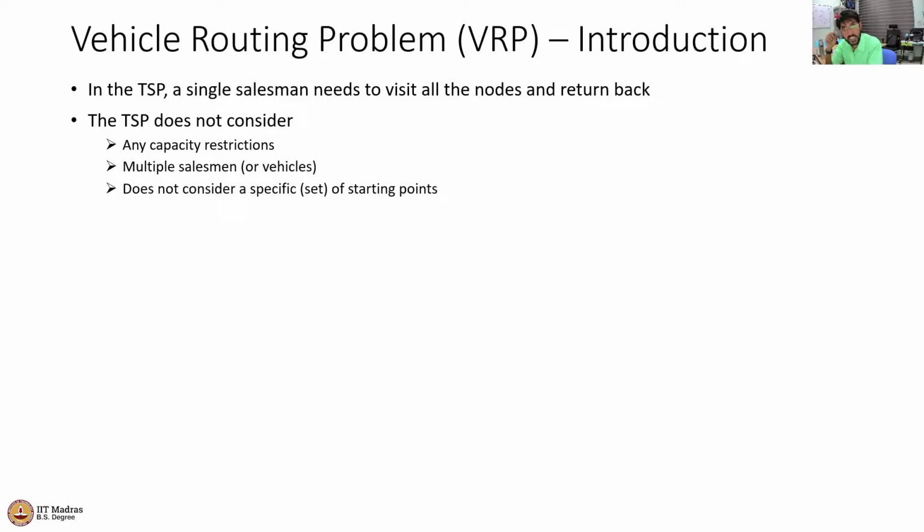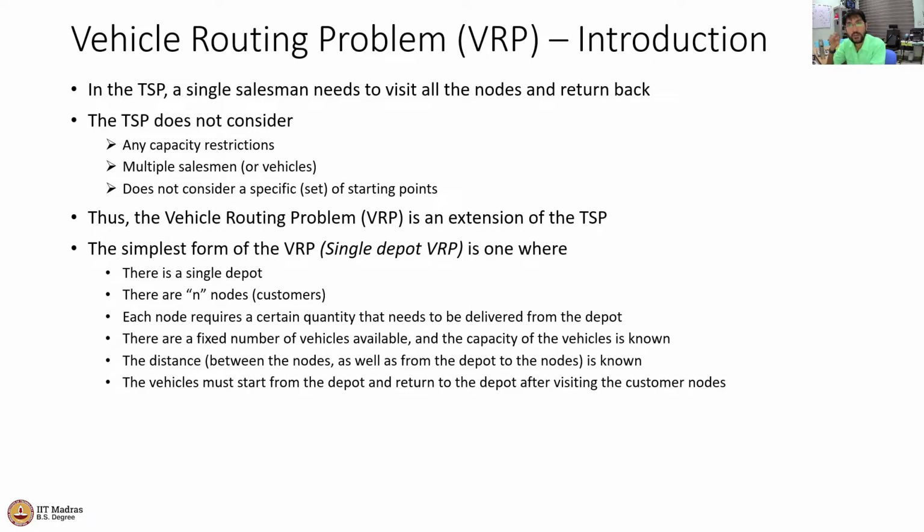So when we are given a specific location from which we have to start, and if we are given multiple salesmen or multiple vehicles, and if there are capacities on those vehicles, then we enter into the space called the vehicle routing problem. So we are basically extending the TSP to handle these constraints. And when we are extending the TSP to the vehicle routing problem, there are several variations that are possible. One such variation is the single depot vehicle routing problem, the simplest form of VRP.